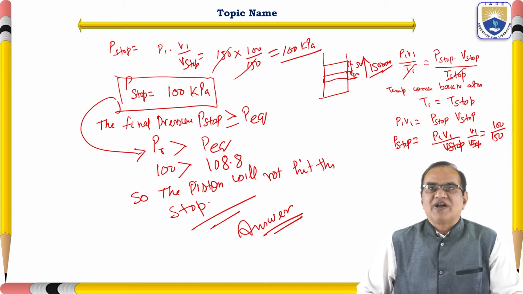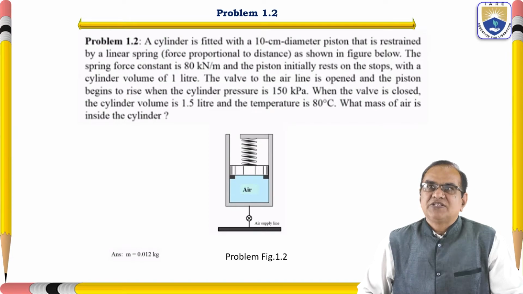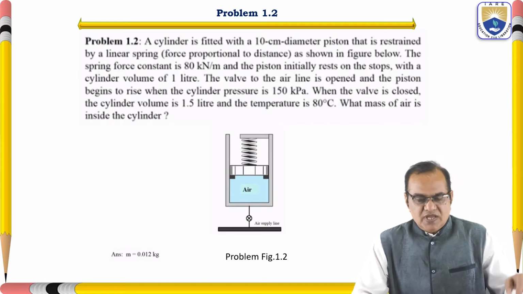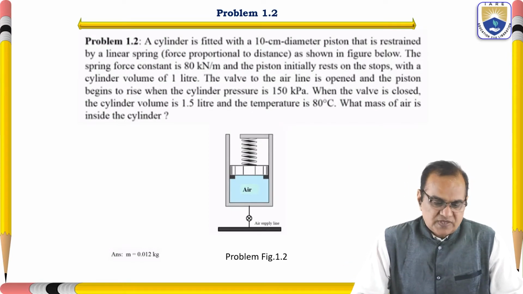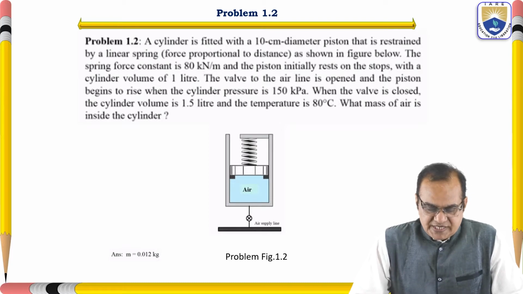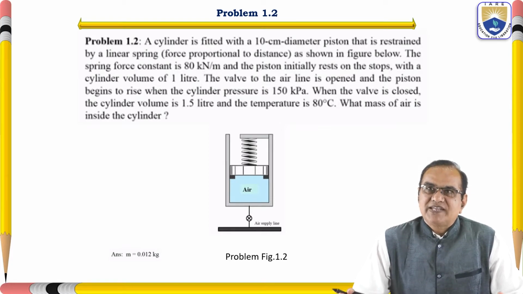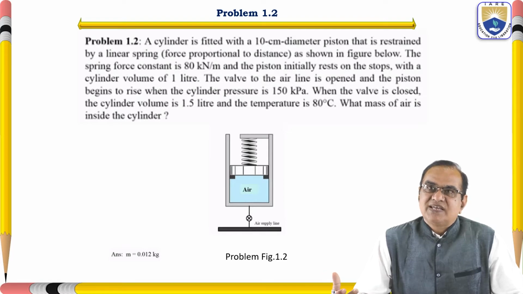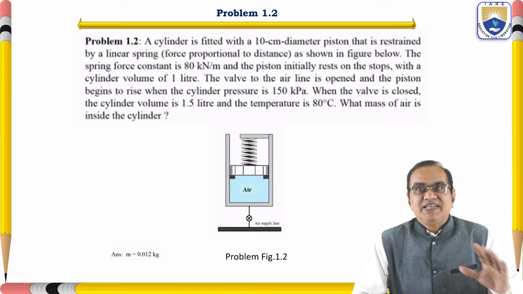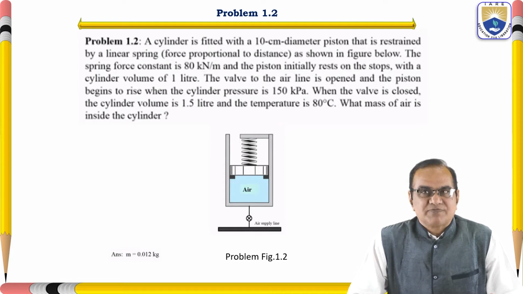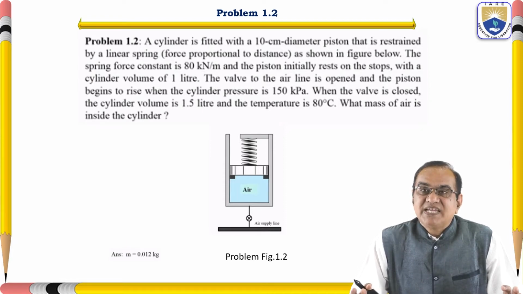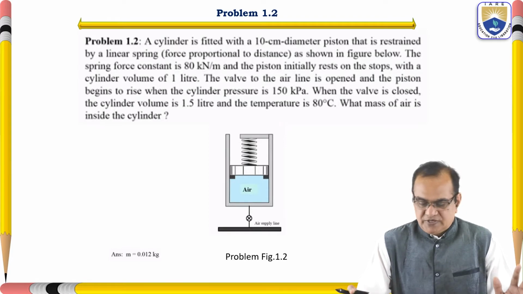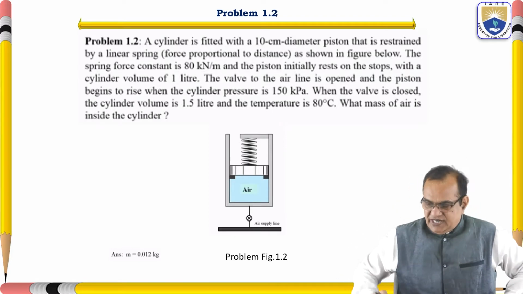Now I will go for the second problem, and you can see here that it is problem 1.2. This problem is related to the spring, and we know that a spring, when we put it, gives a linear effect. The variation of the thermodynamic parameters will be linear. That is the indication of the spring. And spring touching means it is giving some pressure or force on this piston. And here I will just read out this problem.